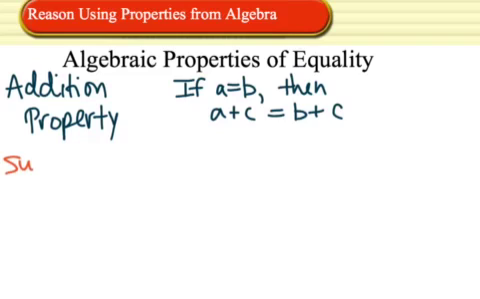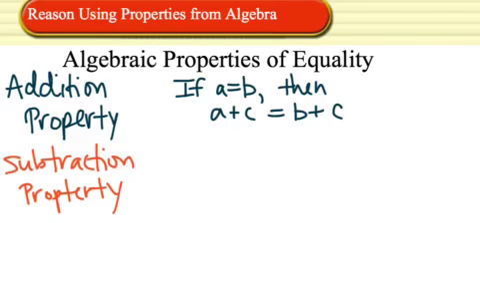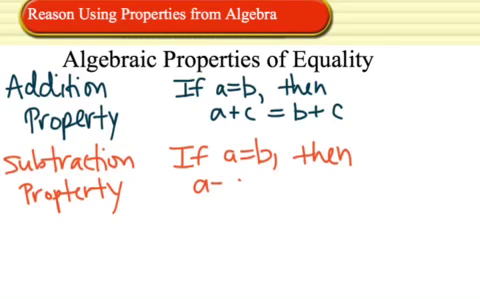The subtraction property is basically the exact same thing. The subtraction property just says if A equals B, then I can also subtract some number or quantity from A, and it will be the same thing as subtracting that same number or quantity from B. So A minus C equals B minus C.